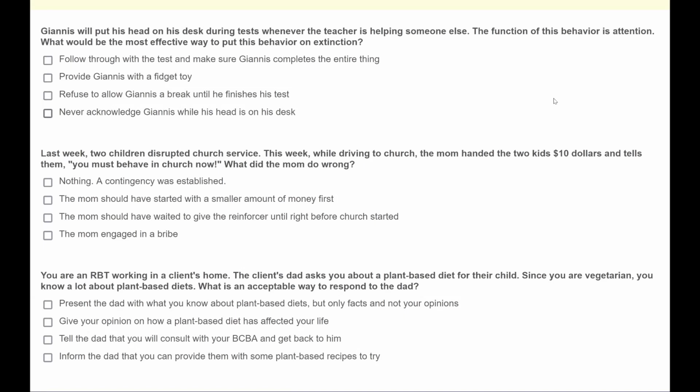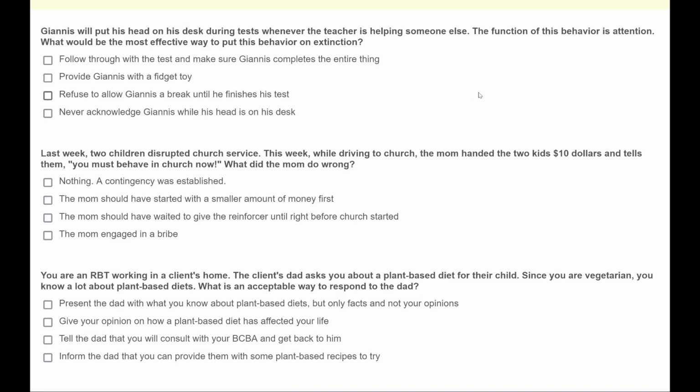So if we want to put this behavior on extinction, what do we need to do? Well, we need to withhold the reinforcement, which is attention. So let's find that answer. A, follow through with the test and make sure Giannis completes the entire thing. That would be more of an escape extinction, right? If we're following through with demands.